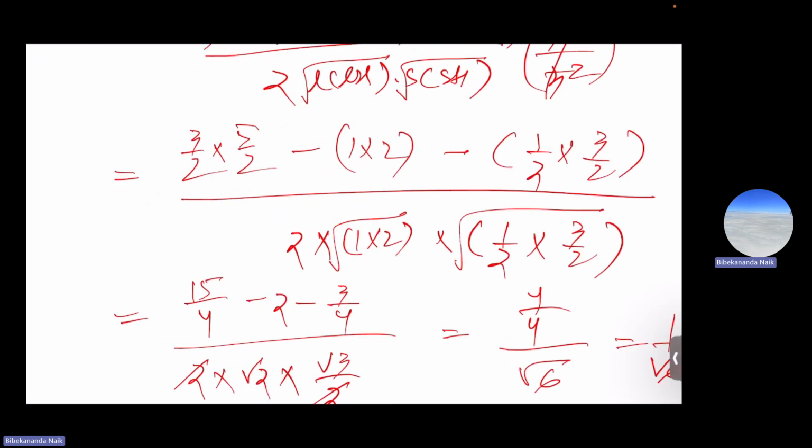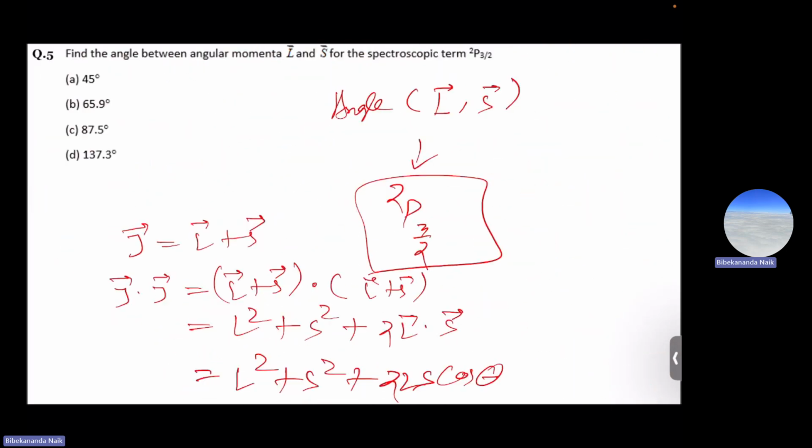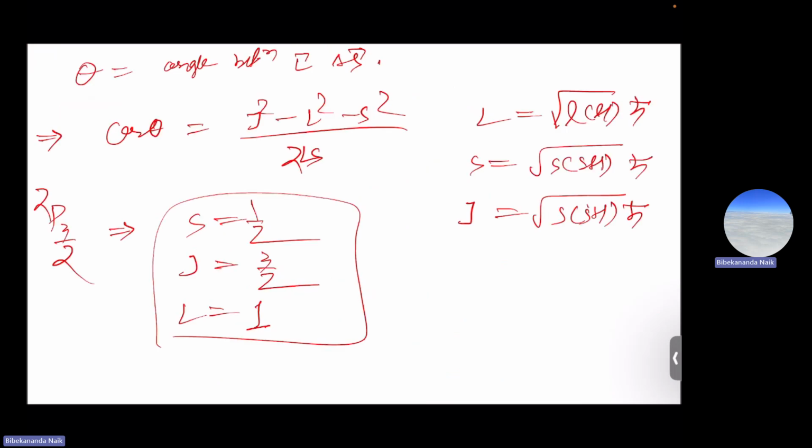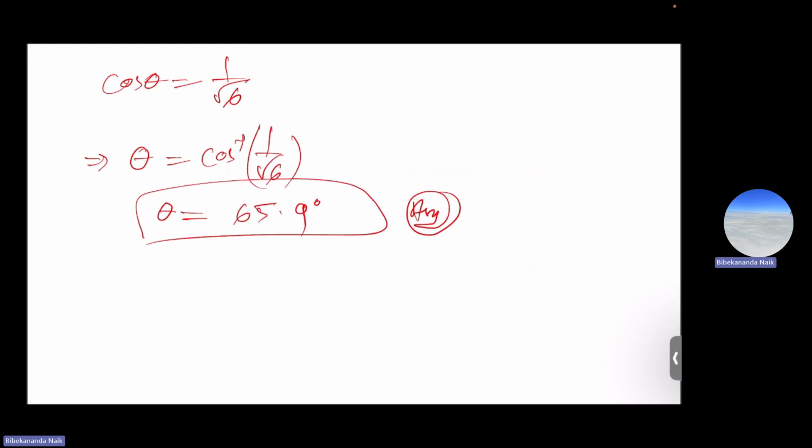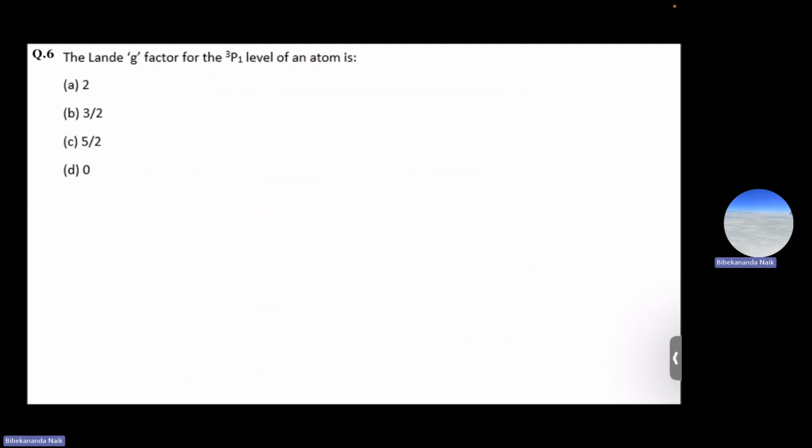So the correct answer is option B, 65.9 degree. I hope this is clear to everyone. Now we move to question number 6. Question number 6 says the Landé g factor for the 3P1 level of an atom is, options are option A 2, option B 3 by 2, option C 5 by 2, option D 0.